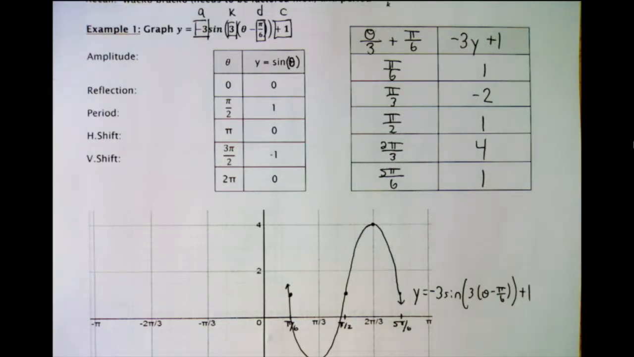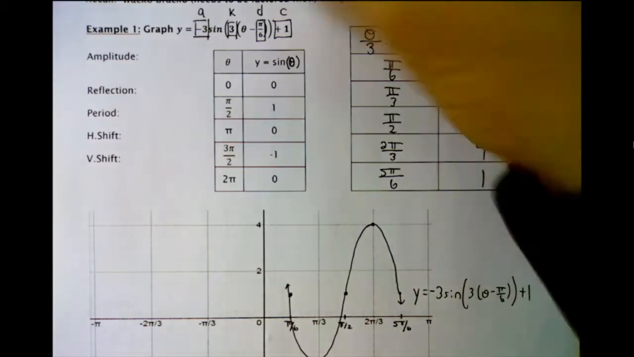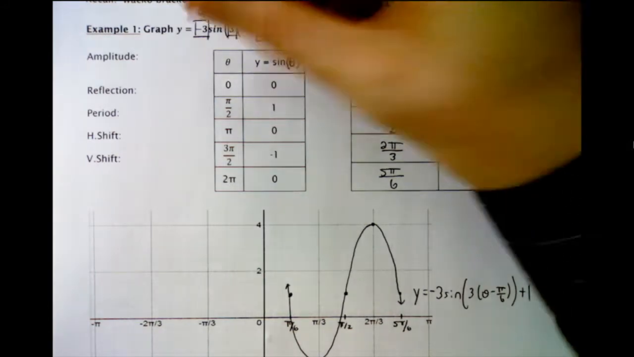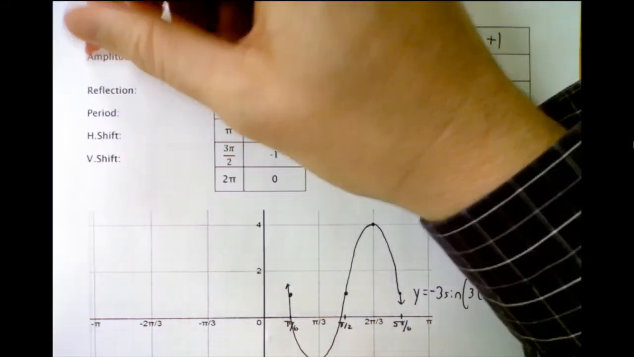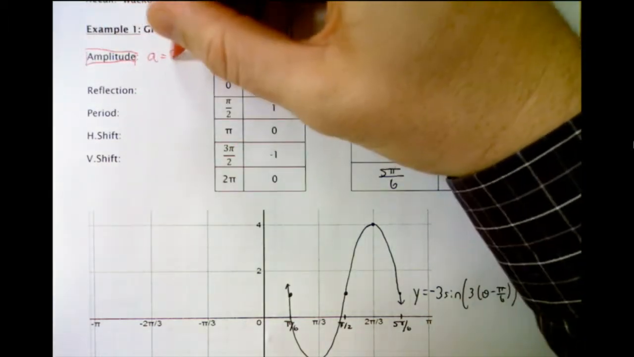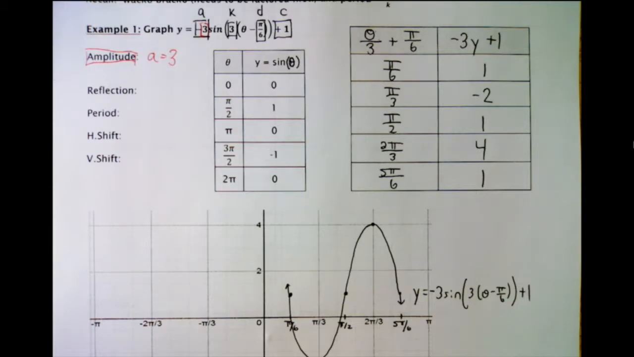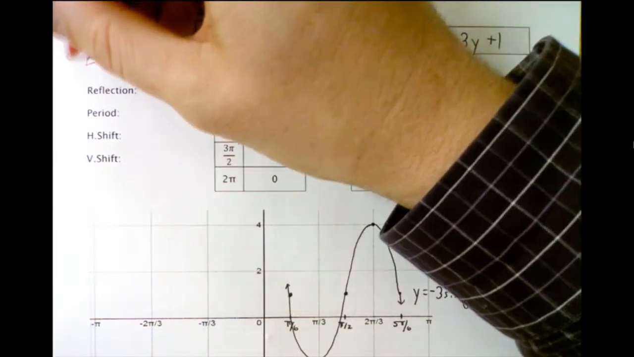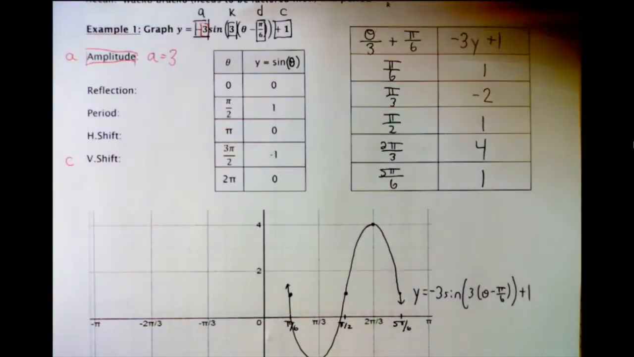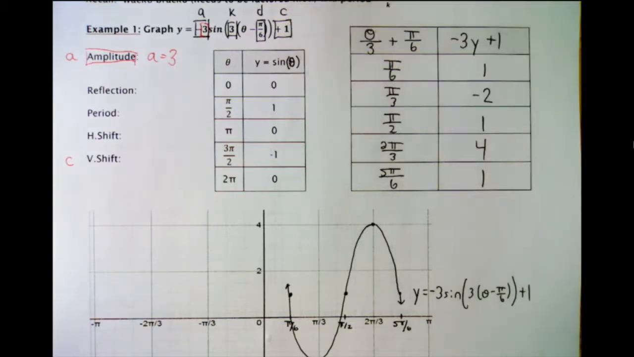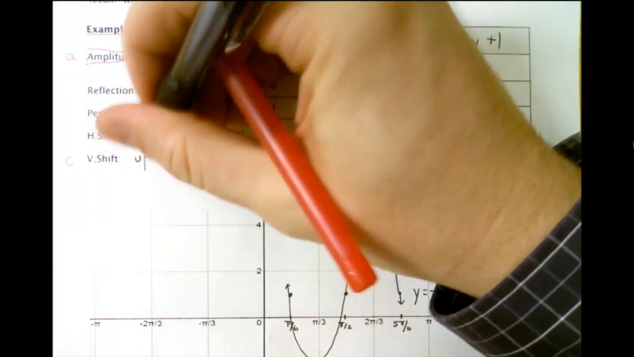What about this amplitude, period, and reflection, horizontal and vertical shift? Well, you can use that to check to see if we graphed our function correctly. The amplitude, where's the amplitude in an equation? Well, the amplitude comes conveniently from A for amplitude, and it's the number, but sign independent. So the amplitude is just that number, 3. And on a graph, the amplitude comes from the axis to a max or the axis to a min. Well, what's the axis? The axis is actually your vertical shift. So amplitude comes from A, vertical shift comes from C. Your vertical shift is +1, or in this case, up 1.